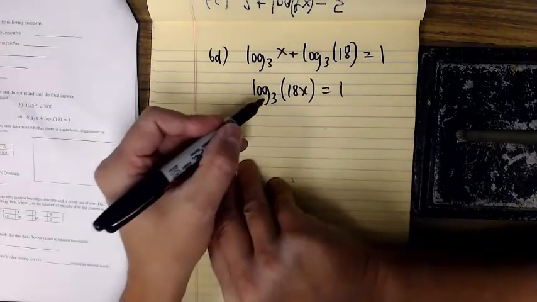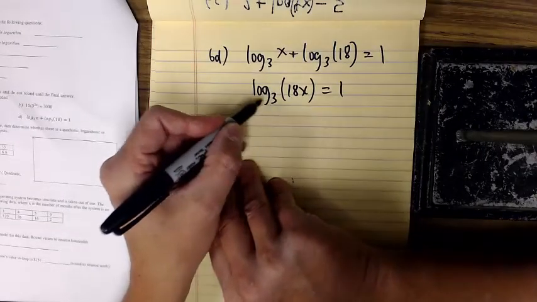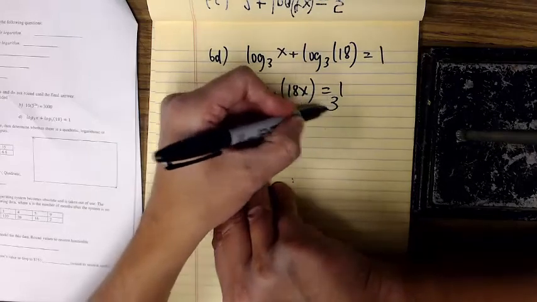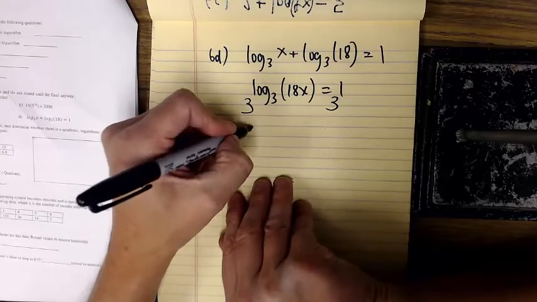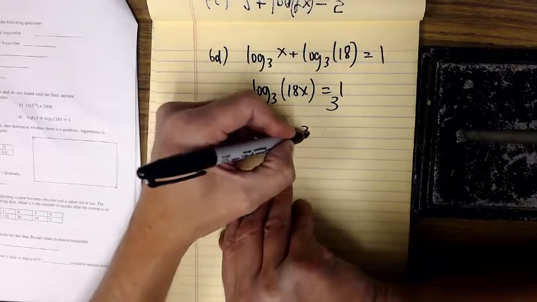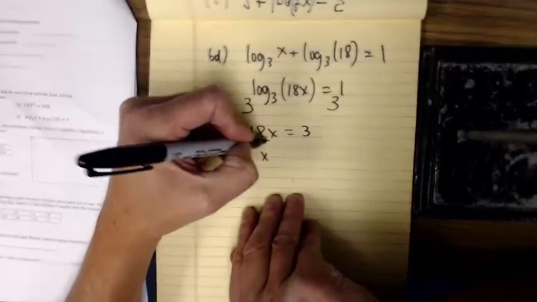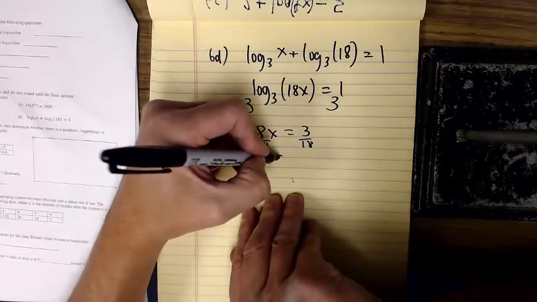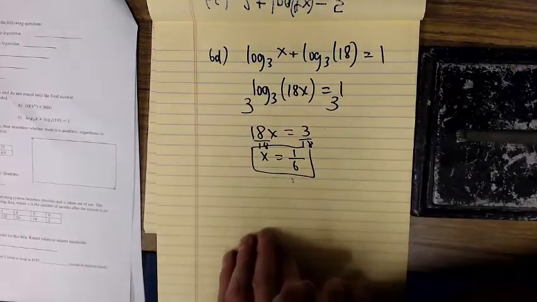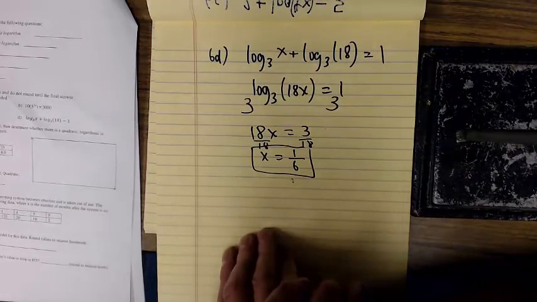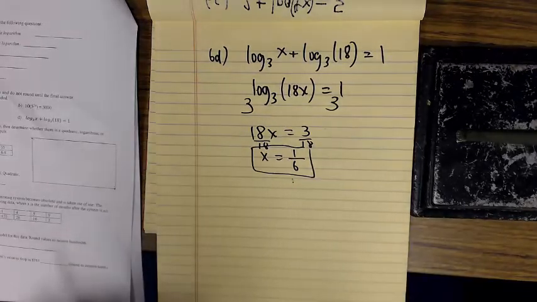All right, now this is a base 3 logarithm. So I'm going to use the inverse properties of logarithms. And now the 3 and log base 3 undo each other. I get 18x equals 3. Then I'm going to divide by 18. So I get x equals 1/6. Okay, so that takes care of solving the equations.